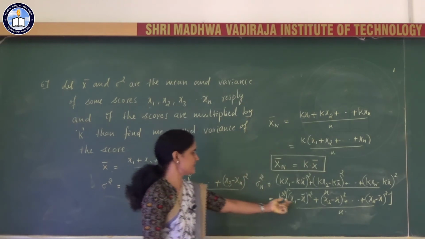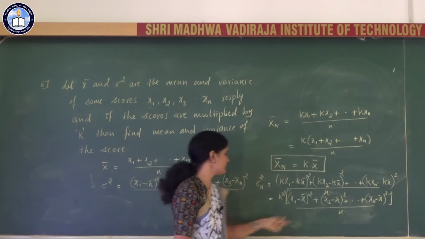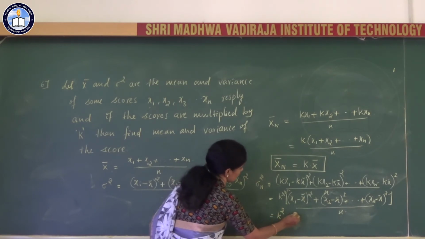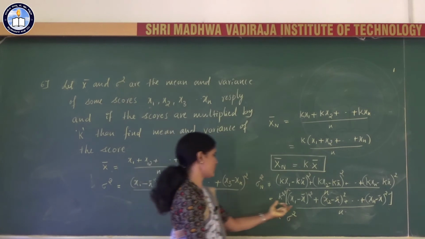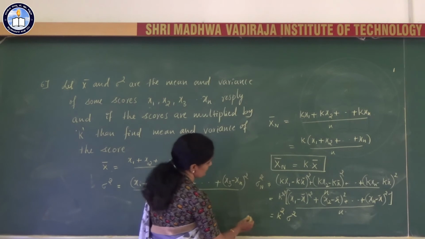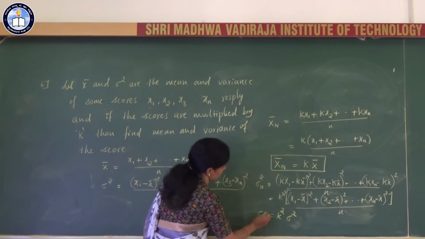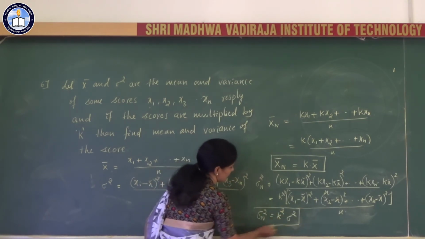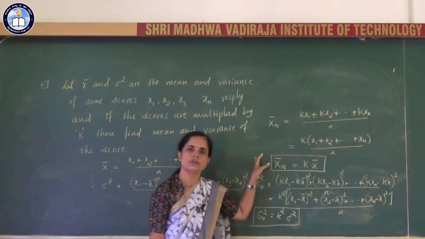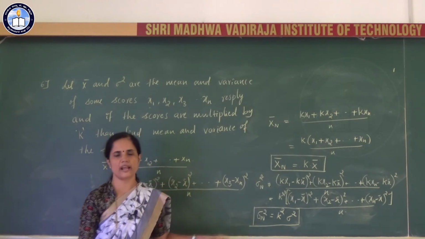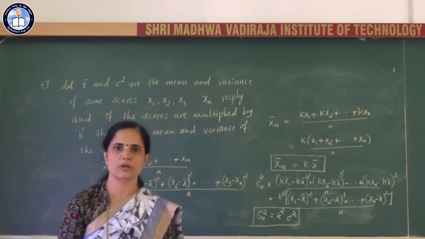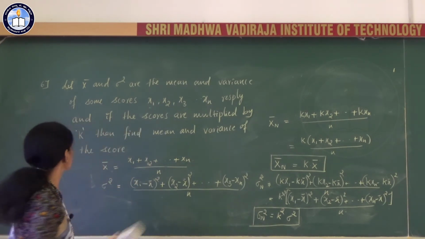So what is this? This is the previous variance. Therefore, the new variance is equal to k square into the previous variance. So by using these two formulas, we may directly find the new mean and new variance of the given data. I will discuss one or two problems based on this general problem.